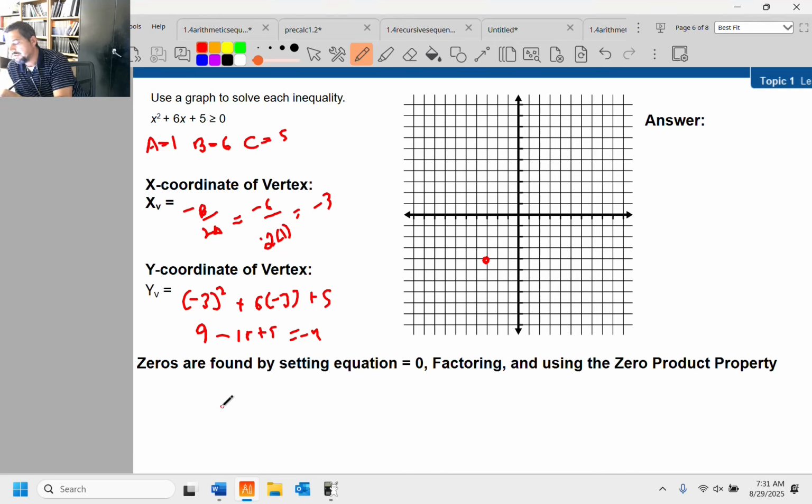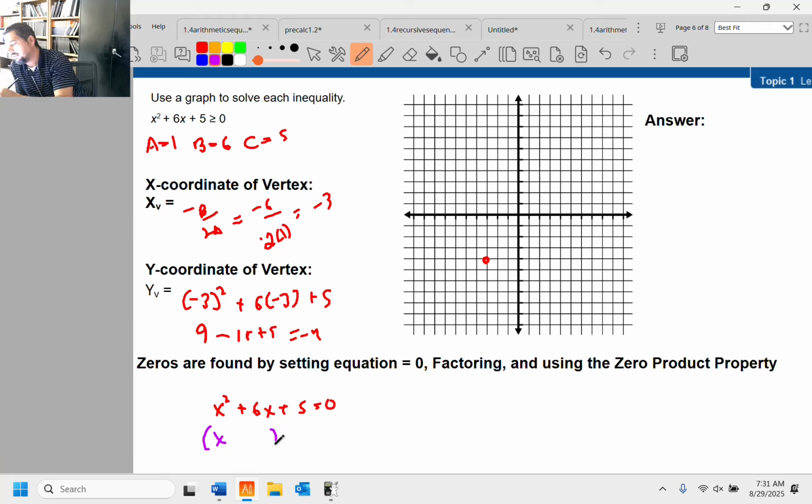I'm going to find our zeros by setting it equal to 0, and this one will factor, so we will factor it. Not all of you can factor. You came into Algebra 2 with a huge deficit. I've been trying to give you a little bit of factoring practice, but you just don't want to do it.